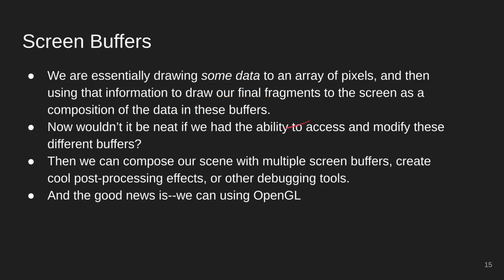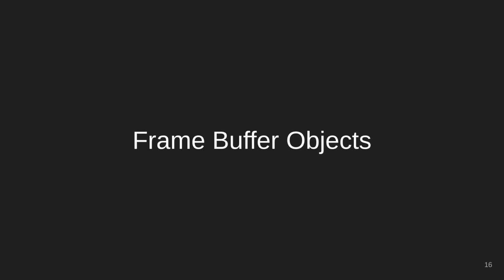Okay, so now my comment is, wouldn't it be nice if we actually had access to and could modify these different buffers? Then if we can modify those buffers, maybe we can control how our final scene looks and do some cool post-processing effects, or even just debug what's going on. And the good news is, as you can imagine, this whole lecture is about how we can do this. So this is actually really cool. SDL, for instance, gives us by default a color buffer that we've been drawing to, but we all along have had control of this buffer.